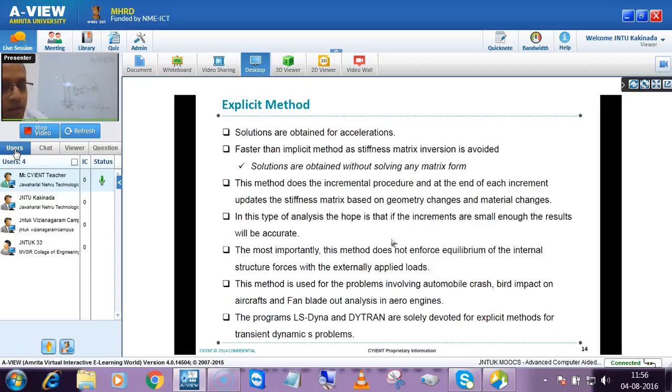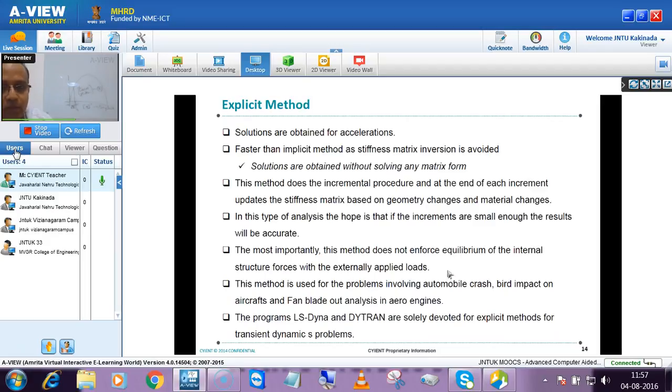So in the explicit method, the stiffness matrix will be updated or calculated based on the geometry changes. Here in the explicit method, the increment should not be changed. It should not be increased.